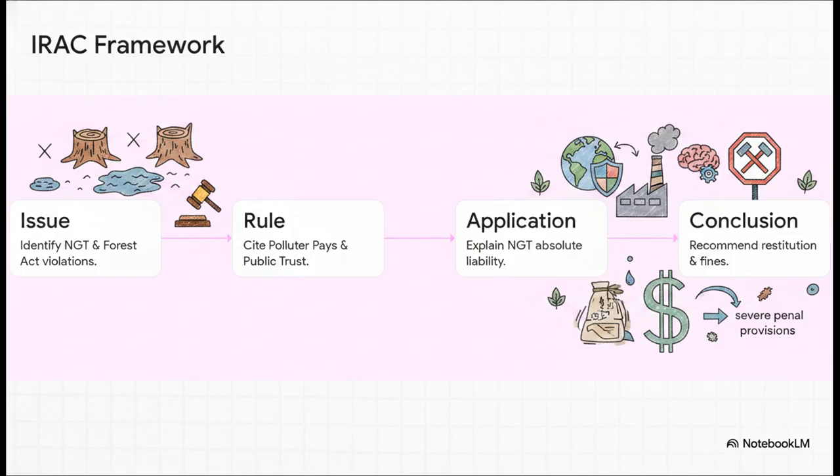Step 3. Application. You'll explain exactly how the NGT will use scientific data to apply absolute, no-fault liability straight against the corporation. And Step 4. Conclusion. Recommend that under NGT Act Sections 14 through 25, the corporation must pay total restitution, and under Sections 26 through 28, they face severe penal provisions for the hazardous dumping.